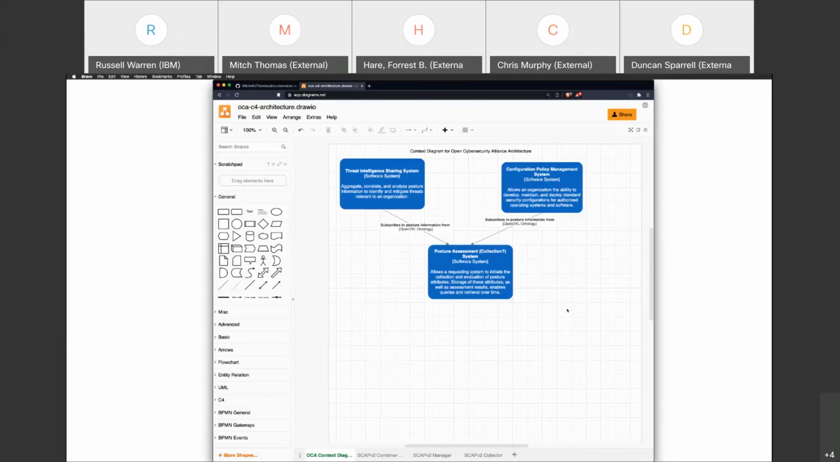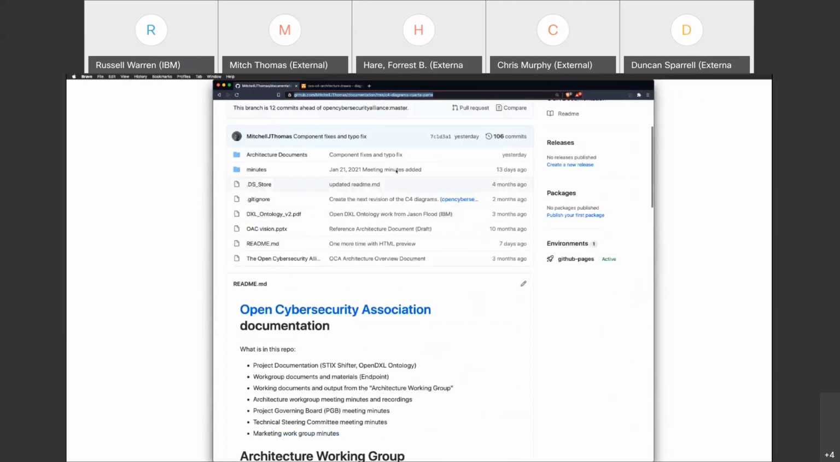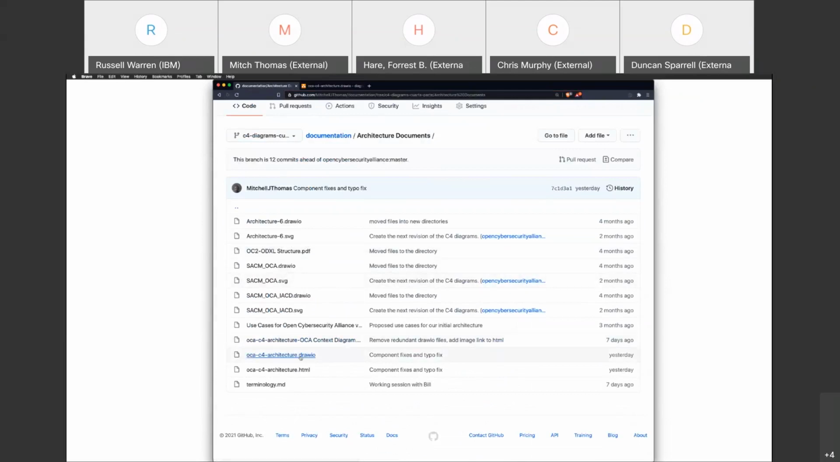What's also kind of interesting about that, what's also been committed here, if you take a look in the branch itself, this is all, by the way, under architecture documents. So there's this draw.io file. I was just basically looking at this.